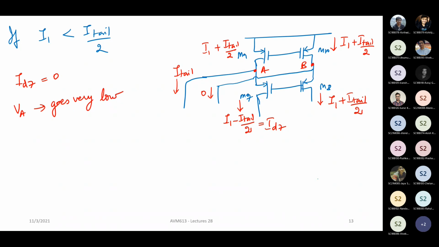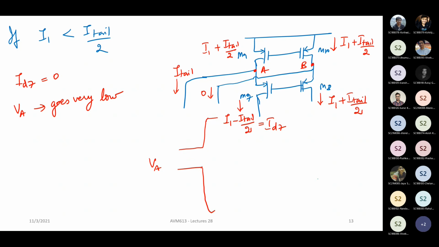Why does it go very low? Because it is trying to support this large amount of current through M9, and therefore the VSD of M9 increases, and obviously there is no current flowing through the bottom section of the left hand side through M7. So if you plot this node VA, it will basically dip down to a very low value. Okay, let's say your input step happened like this.